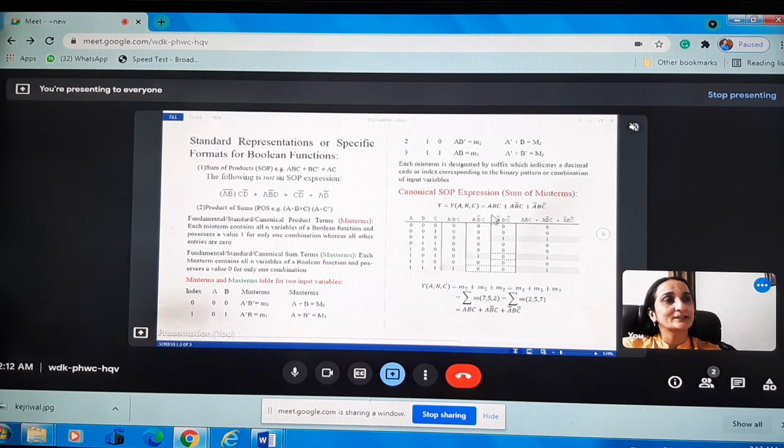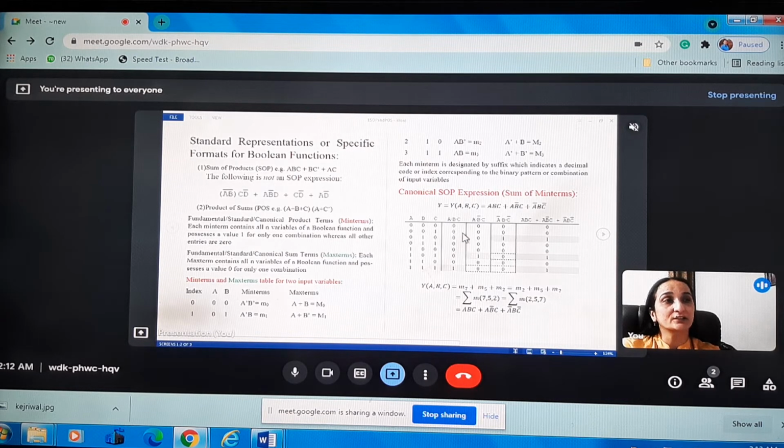Now we will examine the third product term, A bar dot B dot C bar. This will be equal to 1 when A bar is equal to 1, B is equal to 1 and C bar is equal to 1. So that when A is equal to 0, B is equal to 1 and C is equal to 0. So we can say that when A is 0, B is 1 and C is 0, the output is 1 for this third product term.